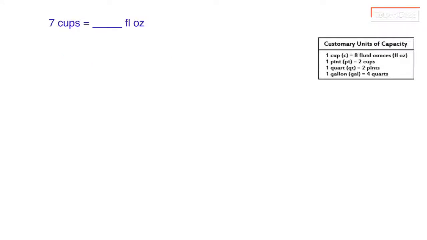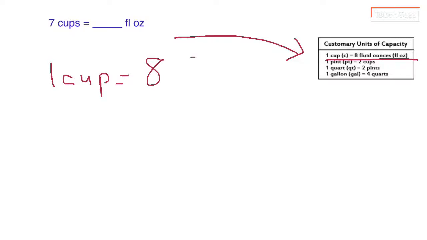Now we're going to use our conversion chart to do this one. 7 cups equals how many fluid ounces? So I'm going to look over here at my conversion chart, and I'm going to note this conversion. 1 cup equals 8 fluid ounces.